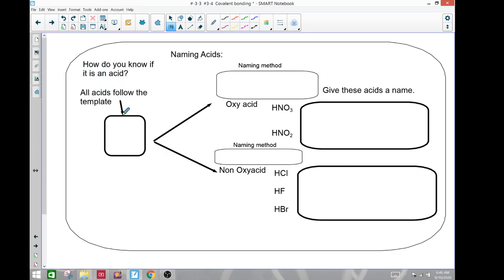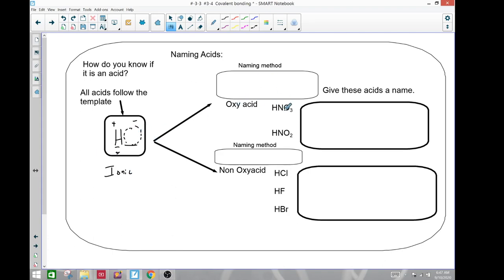But all right, quickly, how do I know if it's an acid? All acids follow the same template, which is HX. So every acid will start with an H and have an anion on the end. So there's a cation and there's an anion. Okay, so it looks a lot like an ionic compound. In some circumstances we might even call it an ionic compound.